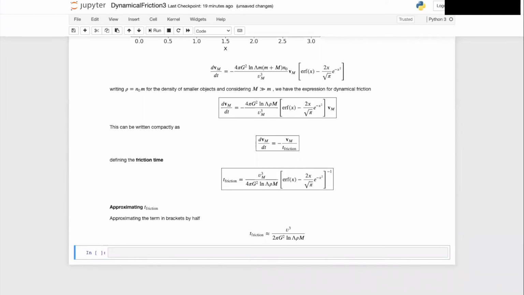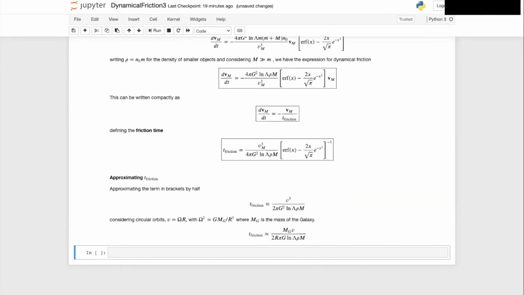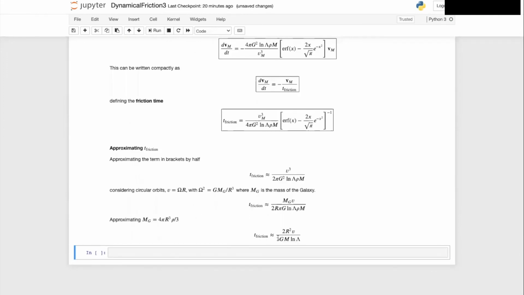Let's consider now circular orbits, so that v is equal to omega r. And for the sake of the argument, let's consider a Keplerian orbit where omega squared is equal to G M_g over r cubed, where M_g is the mass of the galaxy. So that's the expression I get here. Now, if we approximate the mass of the galaxy by a homogeneous density distribution, 4 pi rho r cubed over 3, then this is what we have for the friction time.